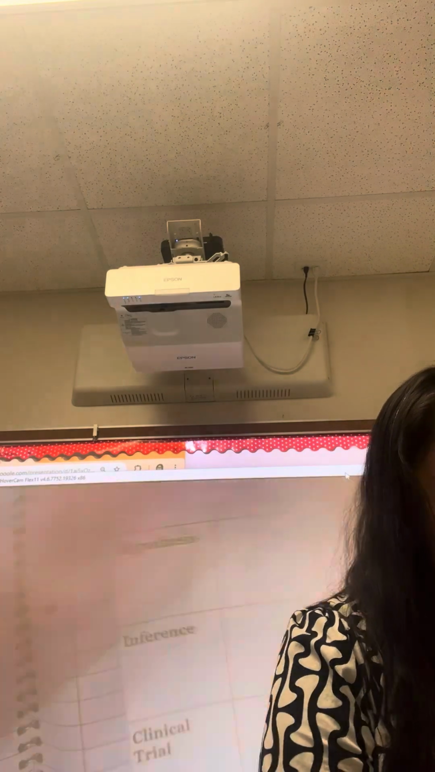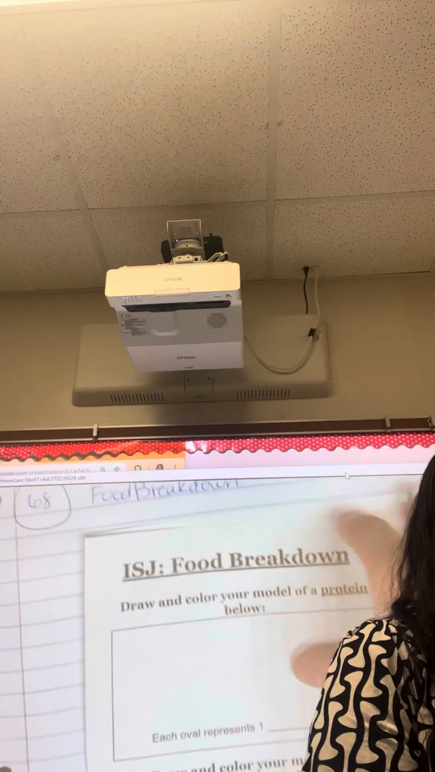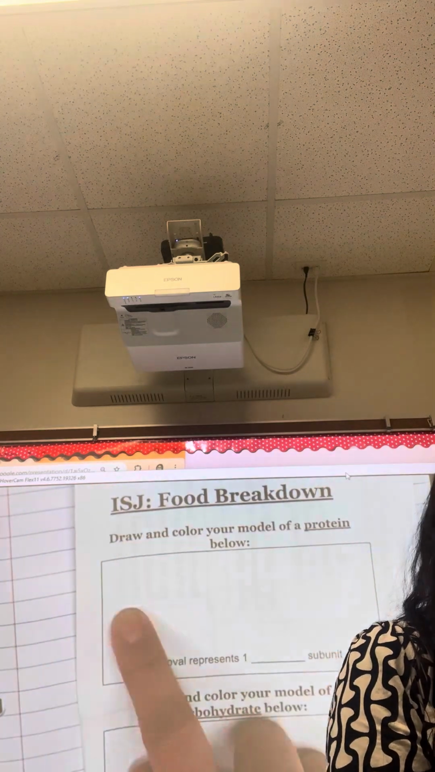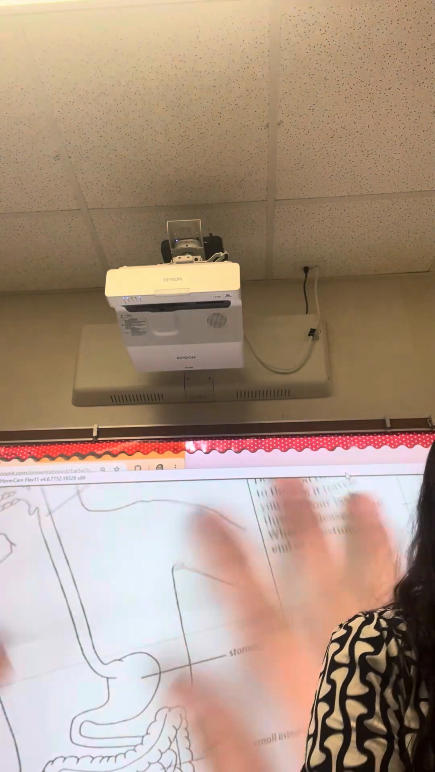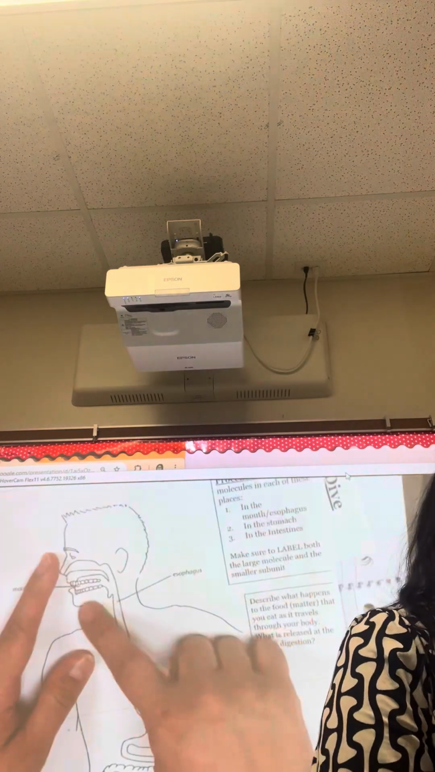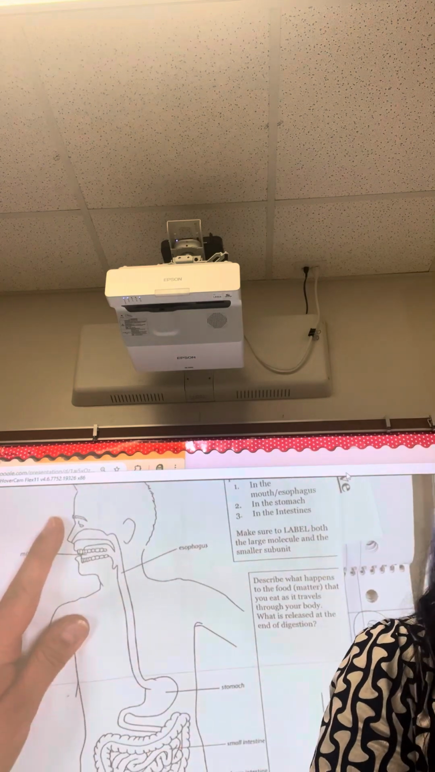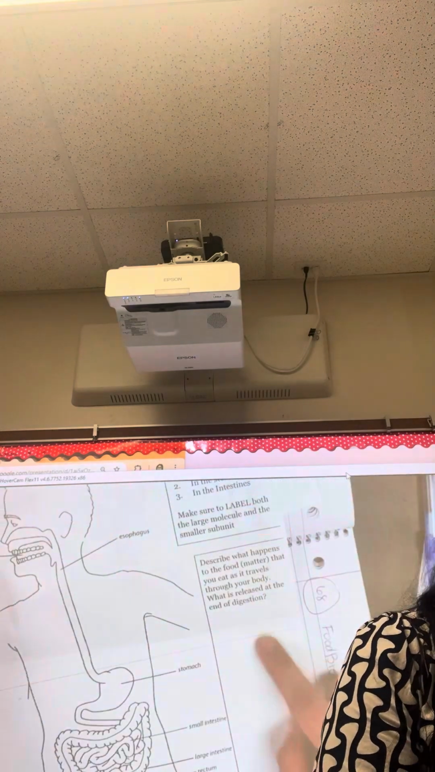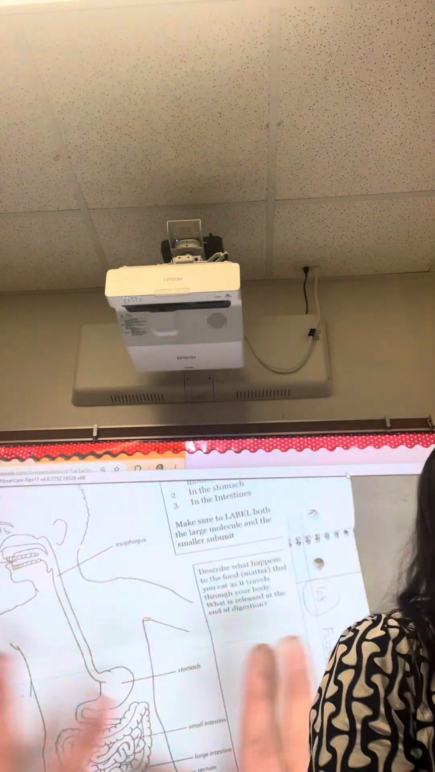You could answer this essay question with this, food breakdown, ISJ number 68. I asked you to draw a protein and its component parts. I asked you to draw a carbohydrate and its component parts. And then I asked you here, let me pull this out here, to show how the carbohydrate is broken down and the protein is broken down, how it travels through the digestive system. And then I asked you to write it over here. Some of you had really great essays right here. You could probably get an A on this essay if you did this correctly.